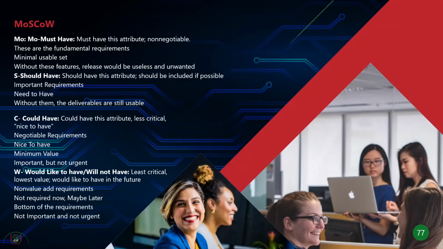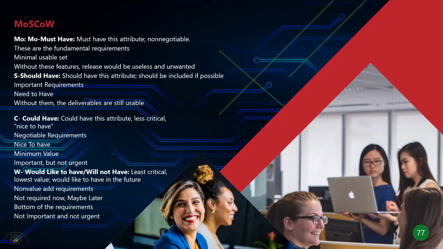All right. Then the other method for product backlog grooming is MoSCoW, right? Again, it's an acronym. Mo stands for must have. Then S is should have. Co is could have. And W is would like to have or probably will not have. So this is also a means of prioritizing the product backlog.